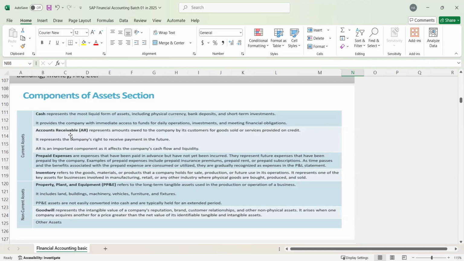Inventory refers to the goods, material or product that a company owns for sales, production, or future use in operation. I've explained this inventory before. I said when Madam Gania buys some fabrics, and she wants to use those fabrics to produce clothes for females or for men, these fabrics that she has bought are inventory. So it refers to goods, material or product that a company holds for sale.